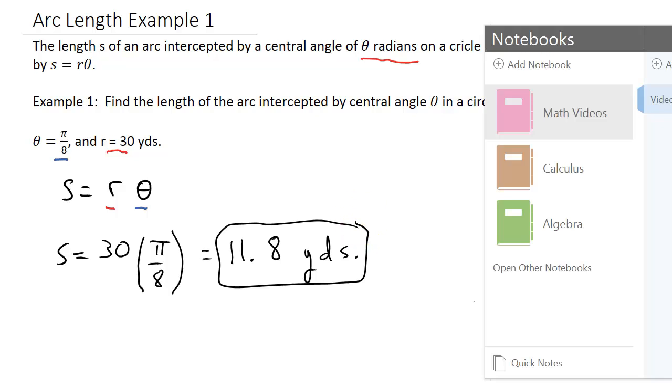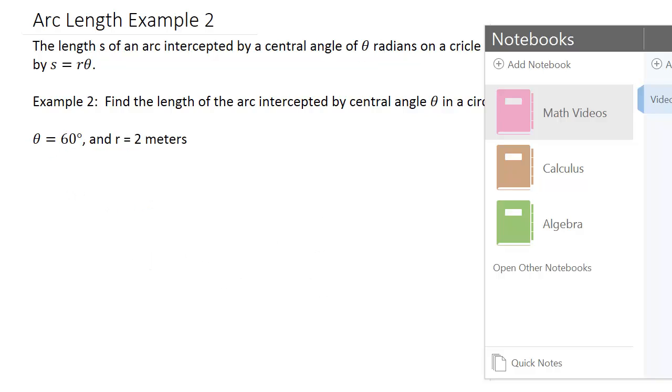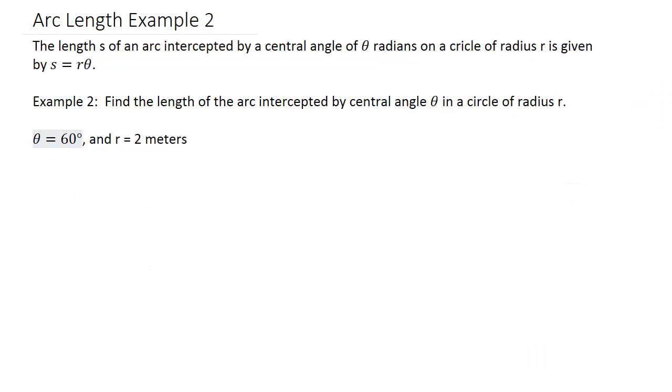Let's take a look at one more example. Alright, so same thing. Find the length of the arc intercepted by the central angle theta in a circle of radius r. Theta is 60 degrees and the radius is 2 meters. So the first thing we have to do is we have to convert our angle from degrees to radians, because notice it says a central angle of theta radians. So your angle has to be in radians.